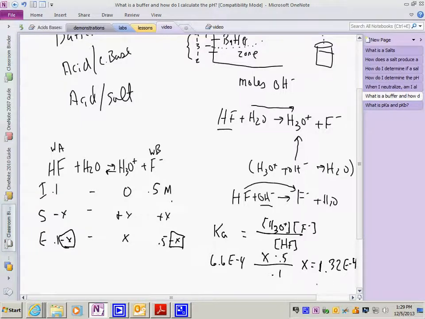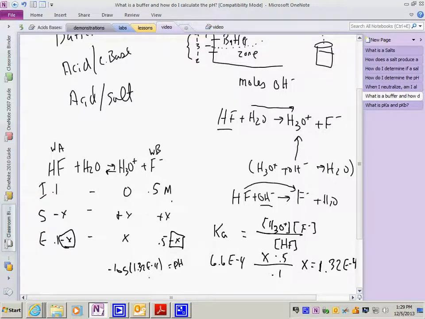Okay, 1.32 e to the negative fourth, that's molarity. Now that would be considered the concentration of H plus ions. From that point I would take the negative log of that value, 1.32 e to the negative fourth. This will give me my pH of that solution.